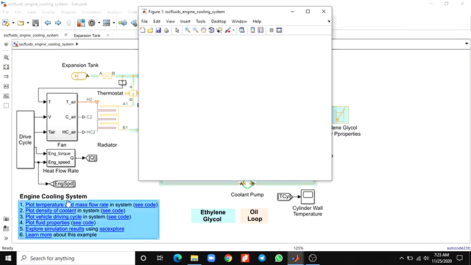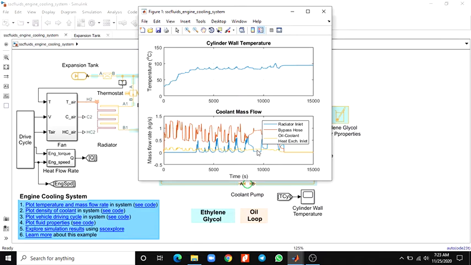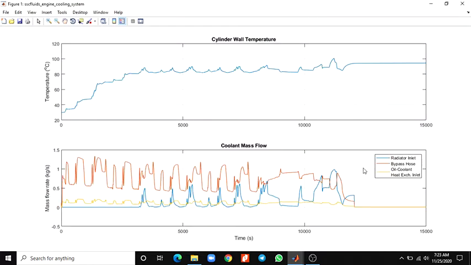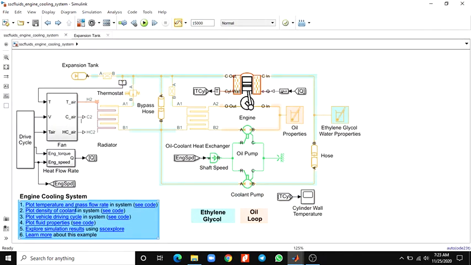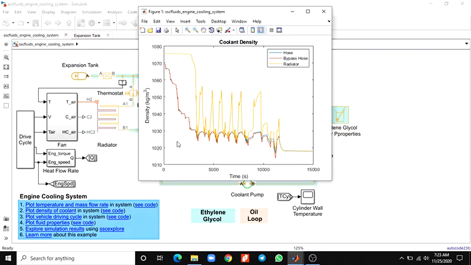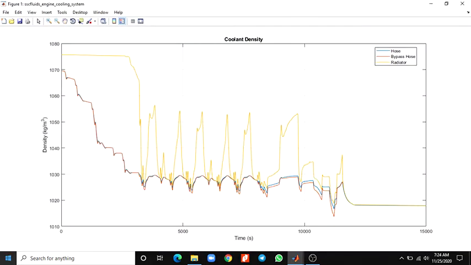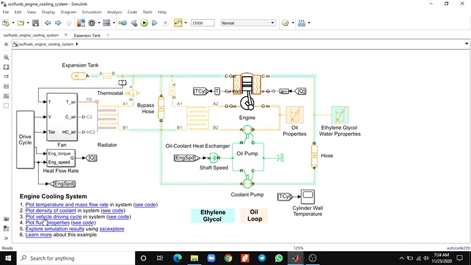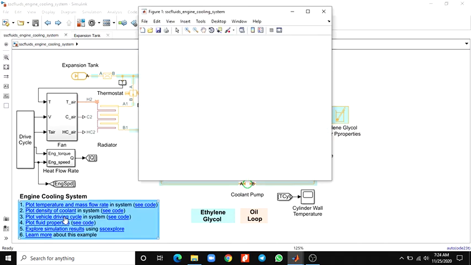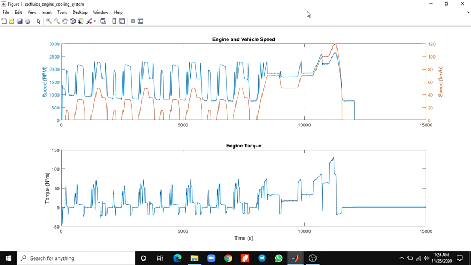Now we can see the results: mass flow in the engine cooling system, cylinder wall temperature with coolant mass flow rate. These are the radiator inlet and bypass hose, the oil coolant, and each heat exchanger inlet. Also, you can see the density of coolant, which you can get from these three areas: this hose area, bypass hose, and radiator. You can see the coolant density versus time, and also the driving cycle. These are the input driving cycle. Also, you can see engine and vehicle speed, and engine torque versus time, and engine speed versus time.